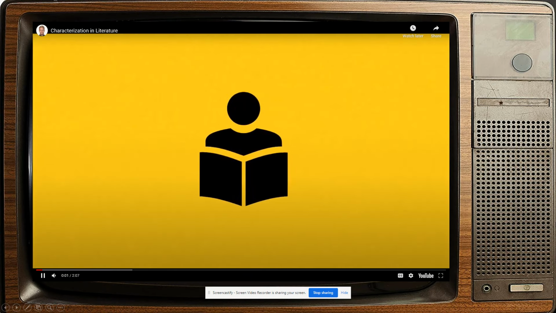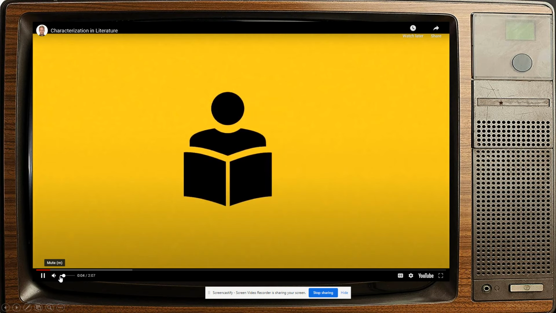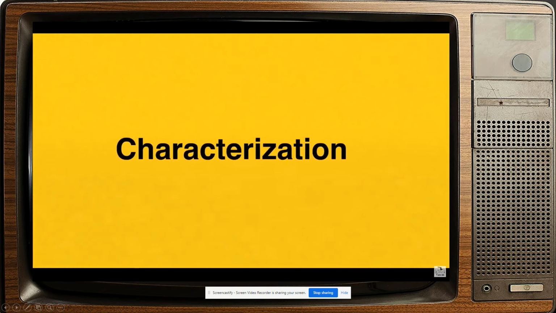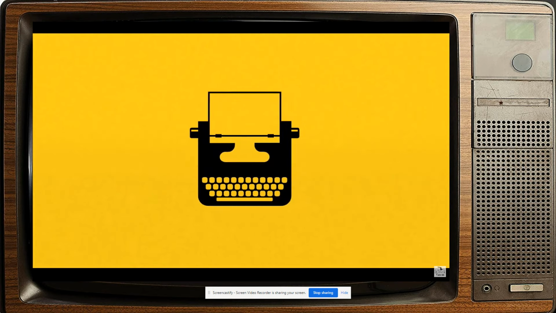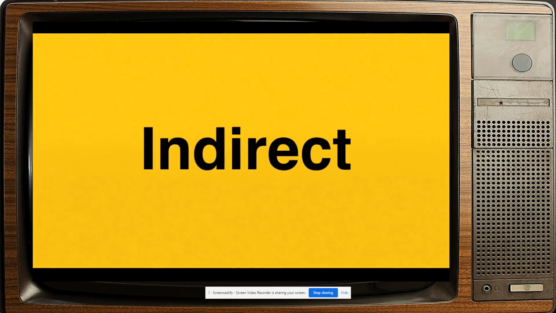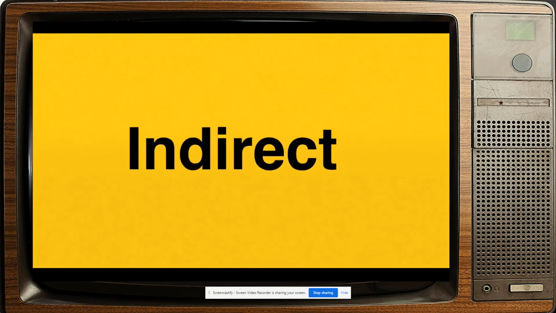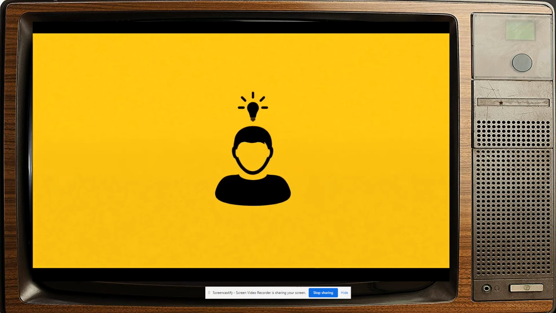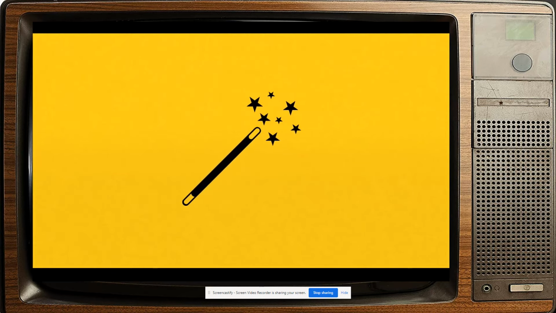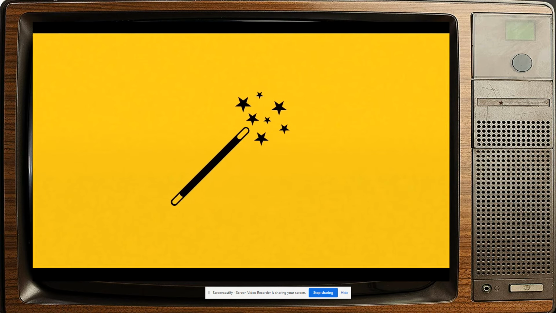As we read fiction, we come to better understand the characters. Characterization is the process by which the writer reveals the personality of a character. This is done in two ways. Direct characterization is when the writer directly describes the personality and traits of a character. Indirect characterization shows things that reveal the personality of a character. Because the author hasn't directly told us something, we have to think carefully and make inferences. We can use a simple trick to help us better understand indirect characterization.